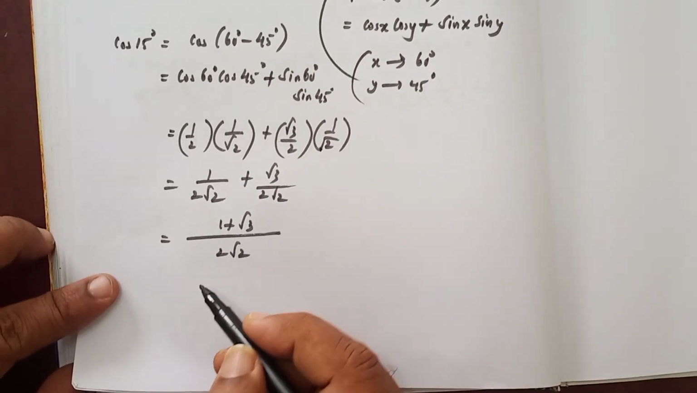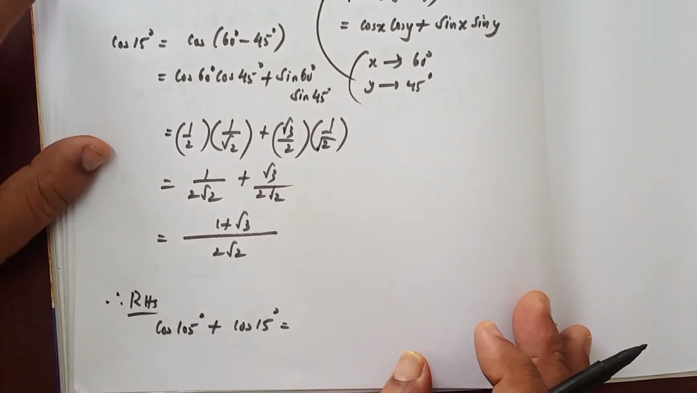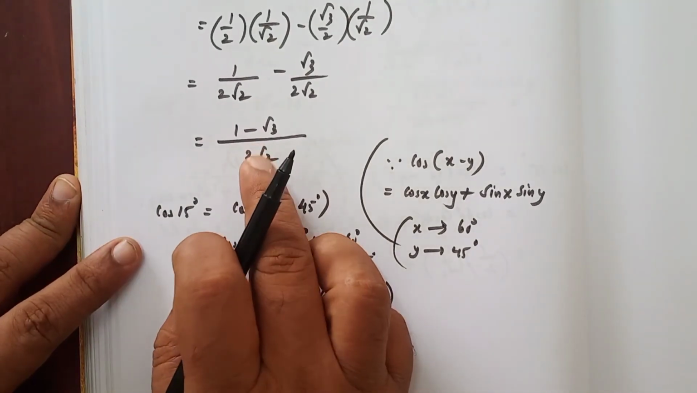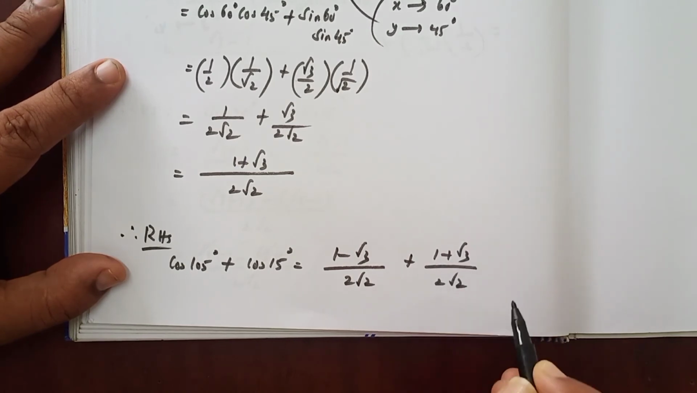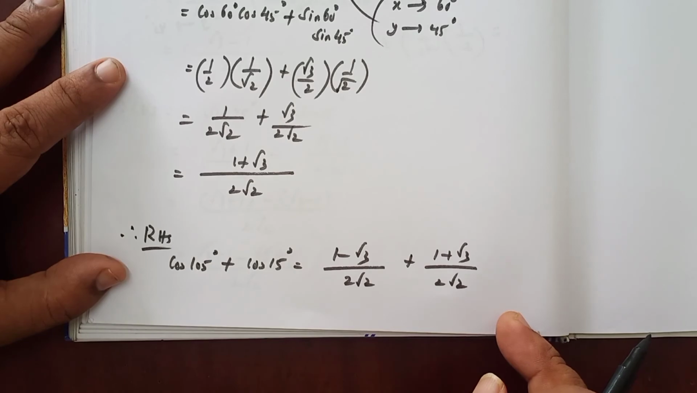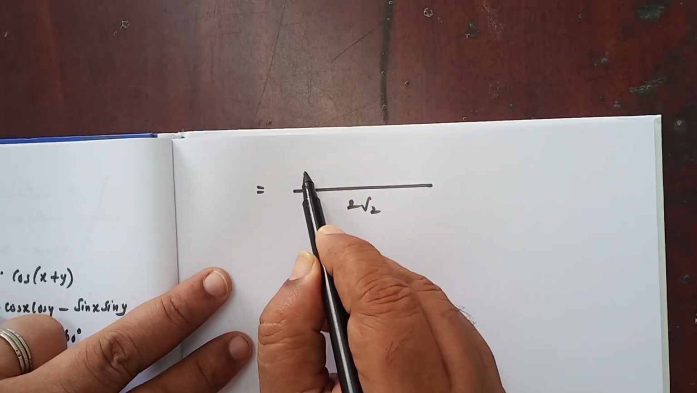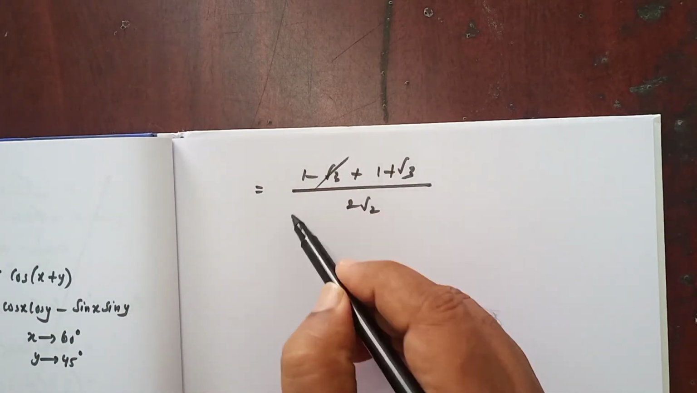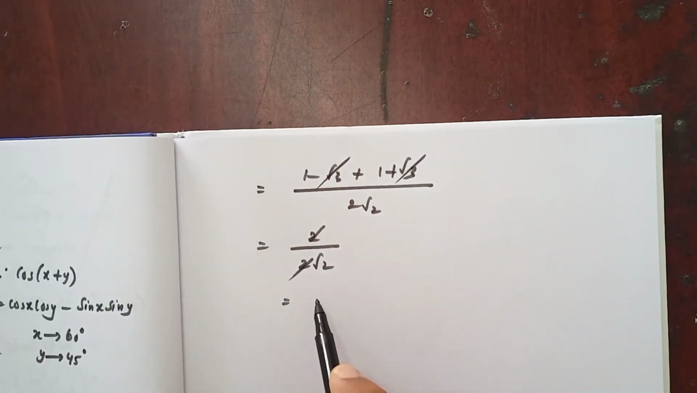Therefore, what is given in RHS: cos 105 degrees plus cos 15 degrees equals cos 105 value 1 minus root 3 divided by 2 root 2, and cos 15 degrees, that is plus 1 plus root 3 divided by 2 root 2. So the common denominator is 2 root 2, you can add the numerators: 1 minus root 3 plus 1 plus root 3. Minus root 3 plus root 3 gets cancelled, that is equal to 1 plus 1, 2, divided by 2 root 2. 2 and 2 get cancelled, that is equal to 1 by root 2.